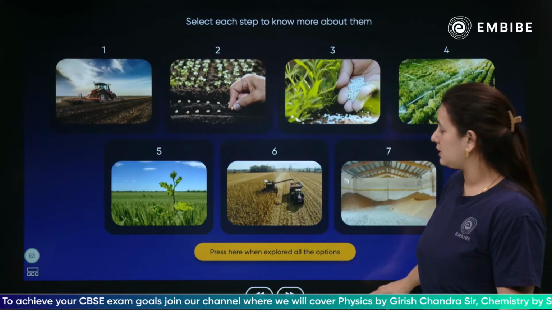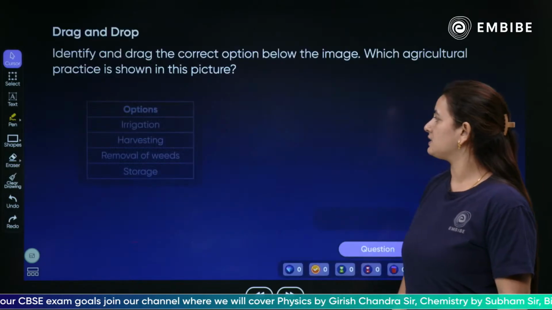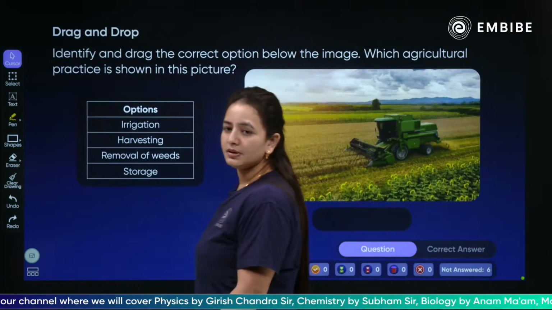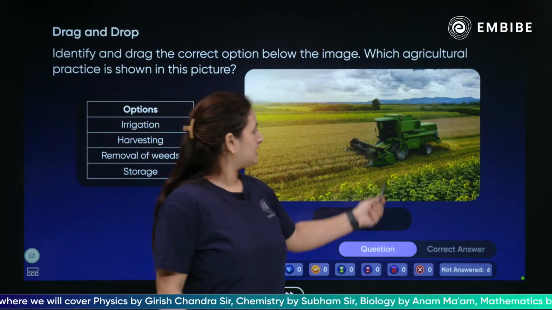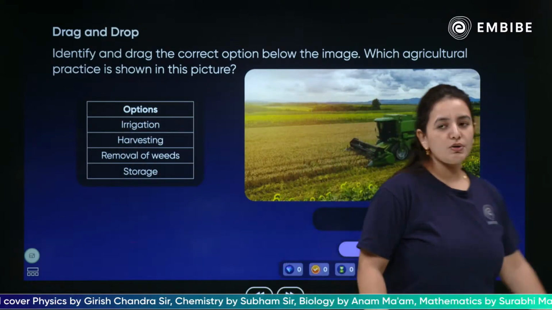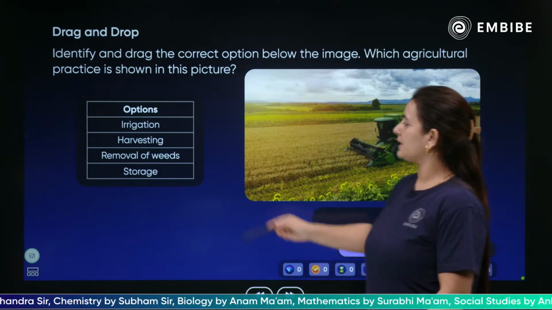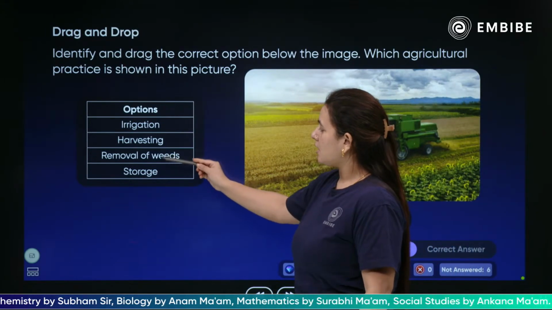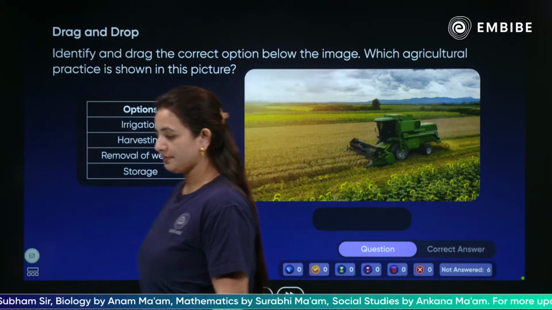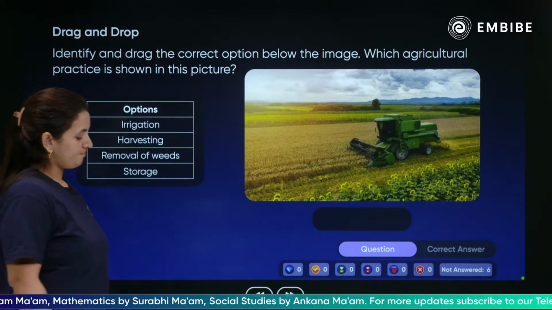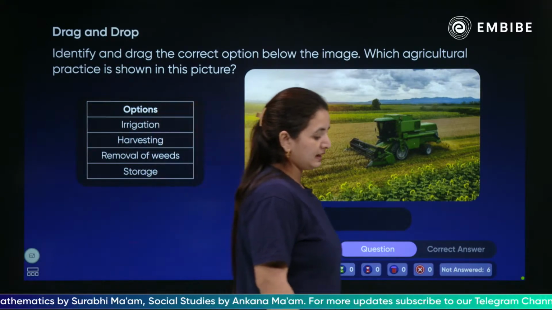Let's see what we have next. We have a question for you. Children, you need to drag and drop the activity which is taking place here. What kind of activity is being taken place here? Are we doing irrigation, harvesting, removing weeds, or storing? What do you think is basically taking place?